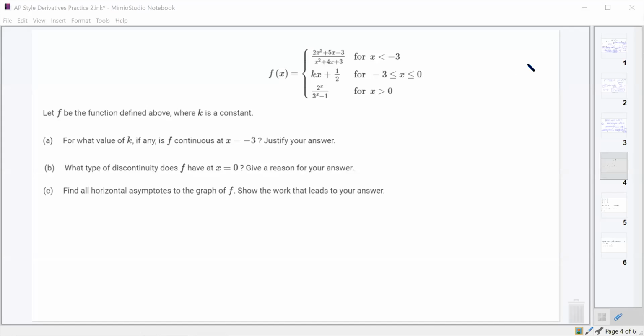First thing we're asked is what values of k, if any, is f continuous at x equals -3? So we're talking about continuity at a specific point. And so we have to think back to the definition of continuity that I gave you guys. So what's the definition of continuity that we had from a couple weeks ago? It's 3 pieces to it, right?